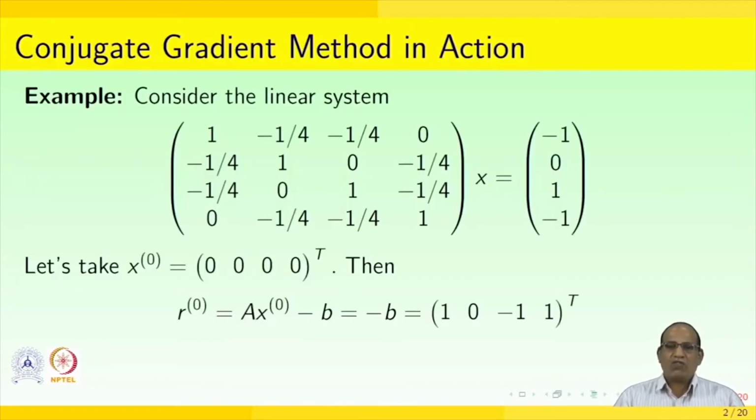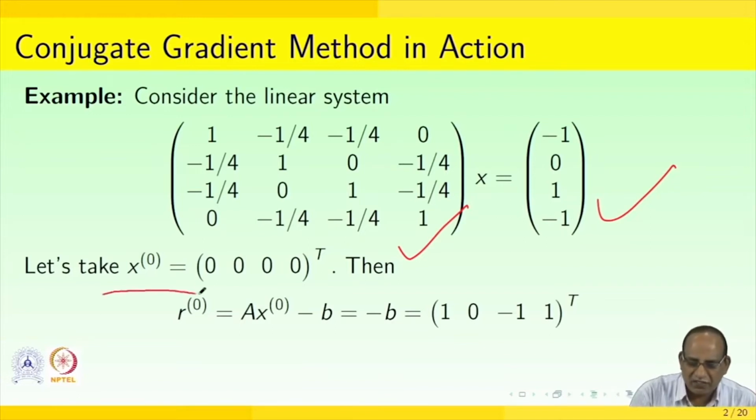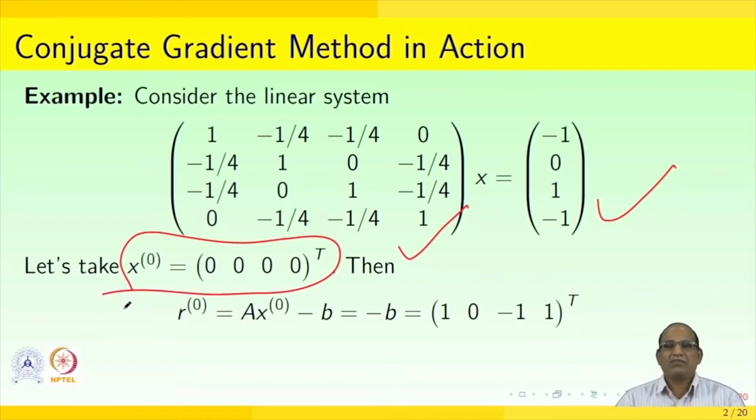Now today we are going to do some examples related to conjugate gradient iterative procedure and some other topics. As a matter of simplicity, let us consider a 4 by 4 matrix of this form, and B is a column vector -1 0 1 -1. Let us take X of 0 as 0 0 0 0 transpose.